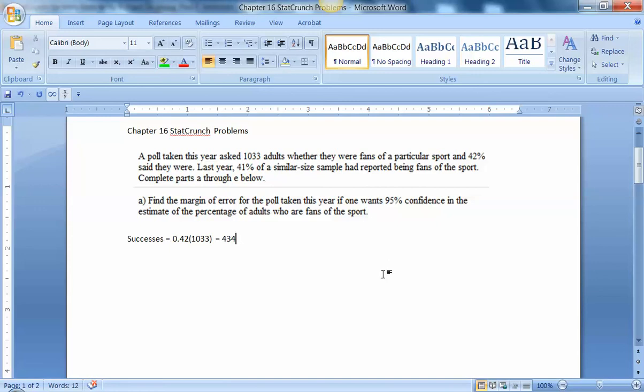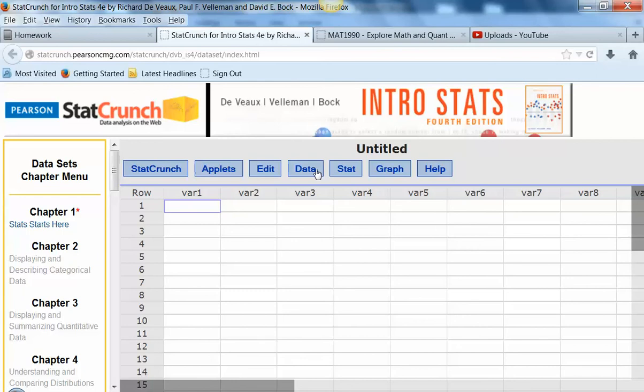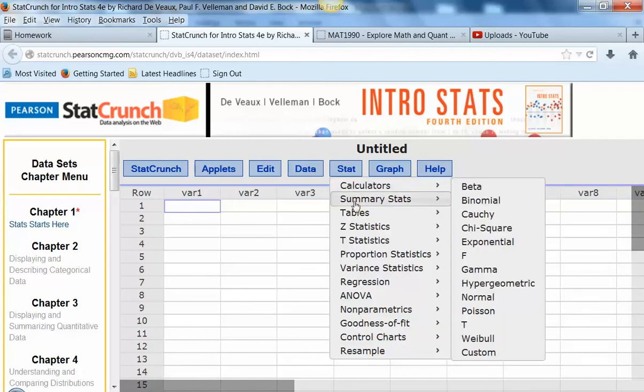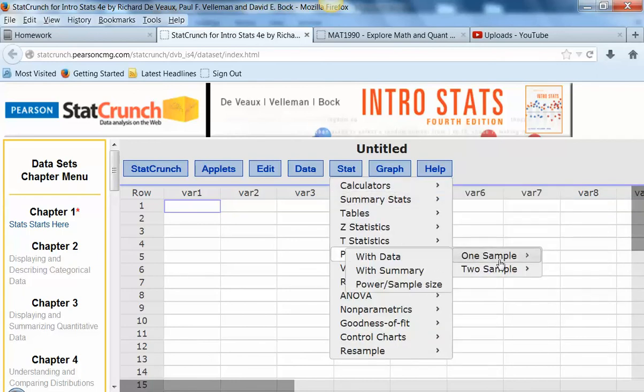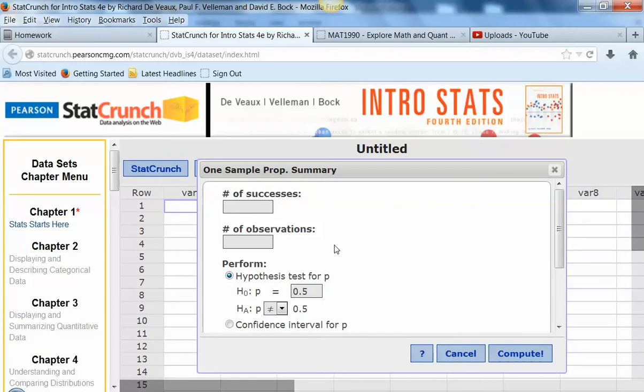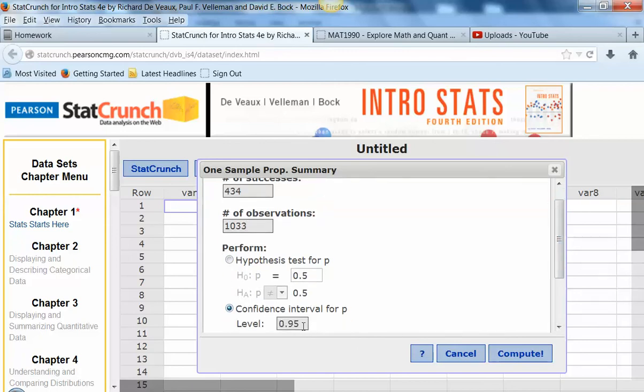So I need that, and I need the sample size, and I also need the confidence level when I go to StatCrunch. So I'm going to open StatCrunch, go to Stat, then Proportion Statistics, one sample with summary. I need the successes I just calculated, 434, and my sample size was 1033. Right now we're just doing a confidence interval, and if it was anything different than 0.95, you would put that in there.